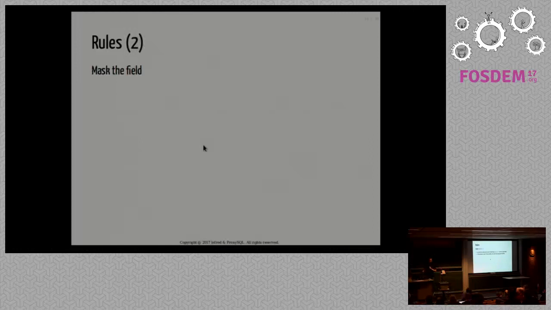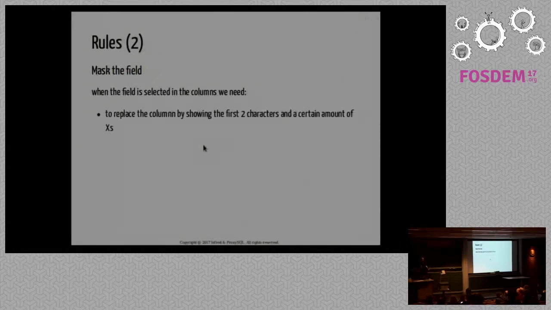So the second rule: we need to mask the field. When the field is selected, we just need to replace it. In my example, I will show the column and just show the first two characters or numbers or whatever you want, and then put X's to mask. The reason I keep the first two characters is in case you want to sort in your query or whatever, so you can do it.